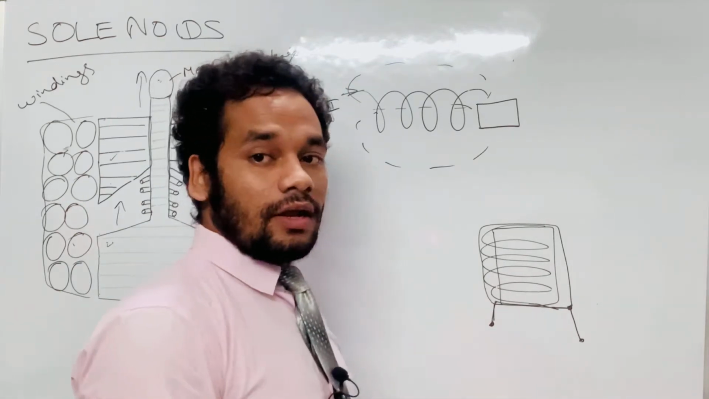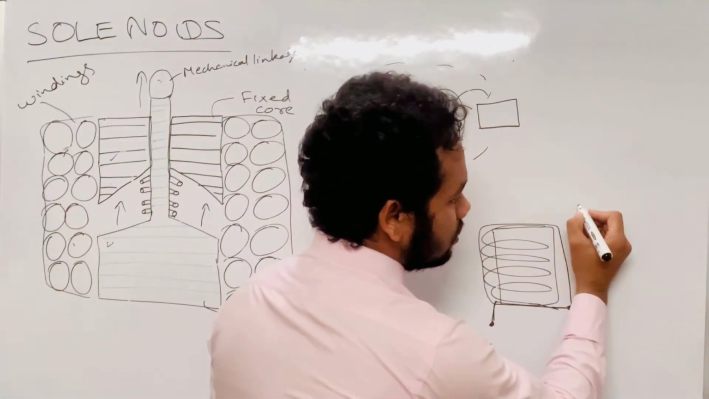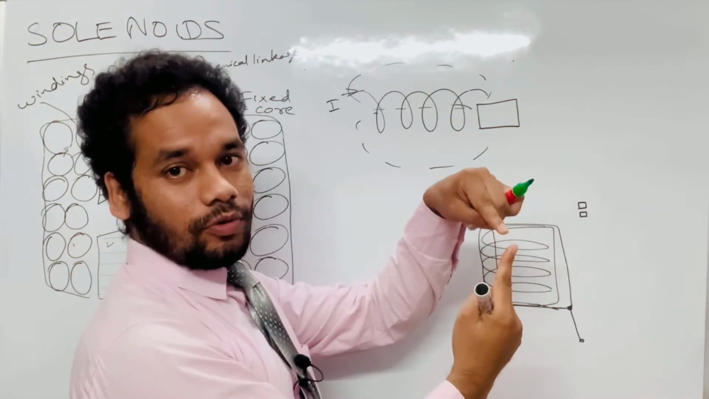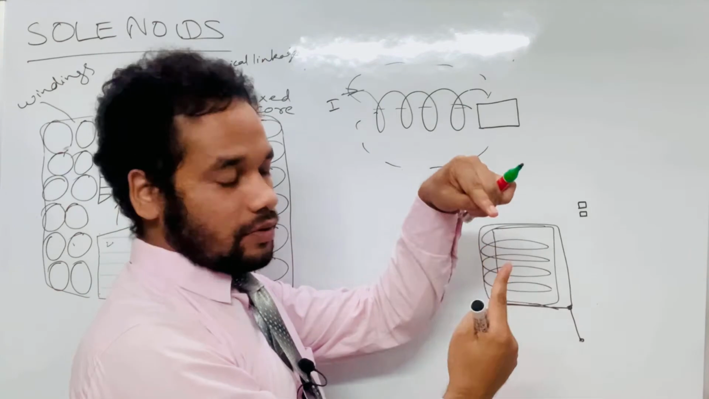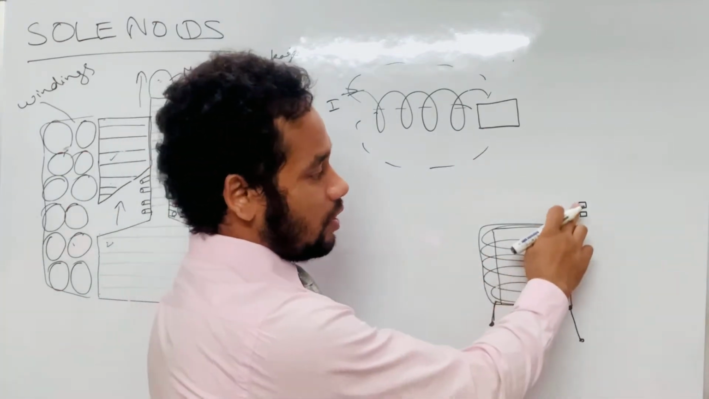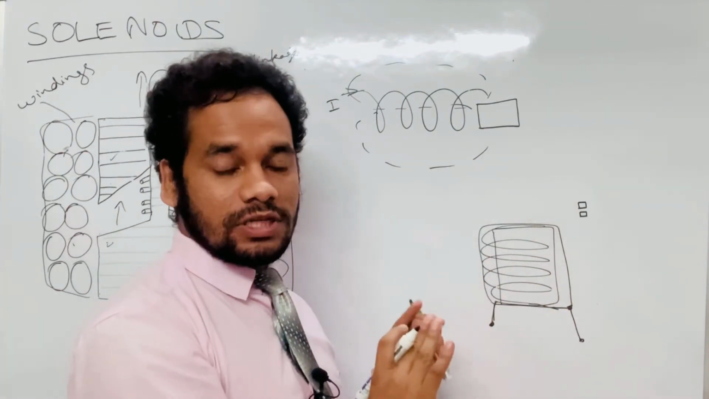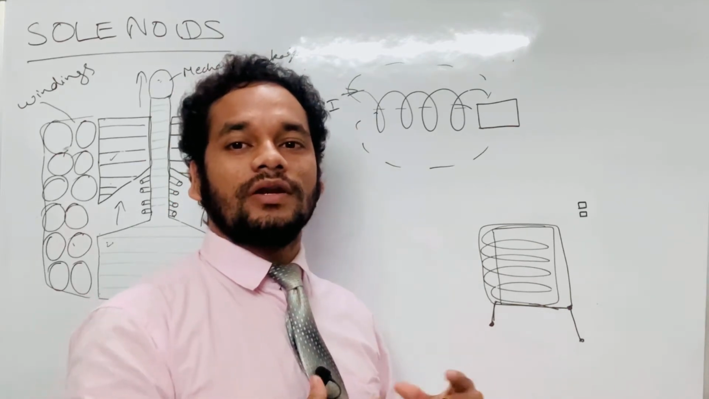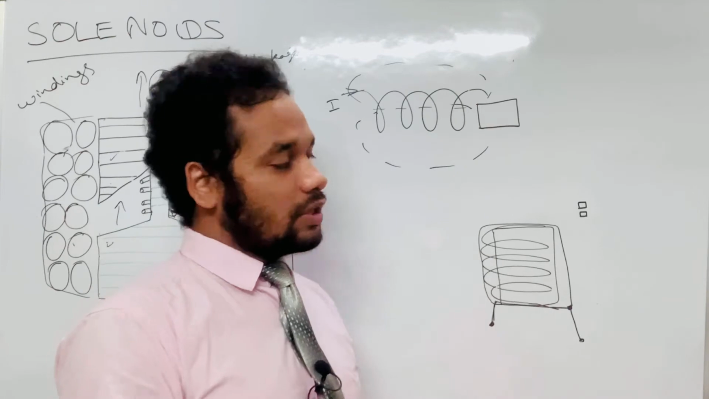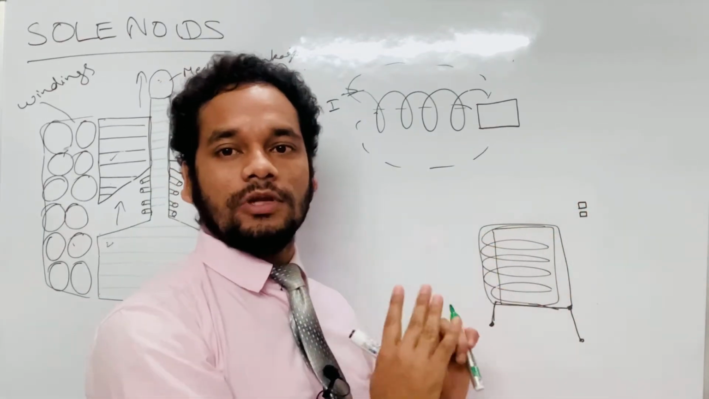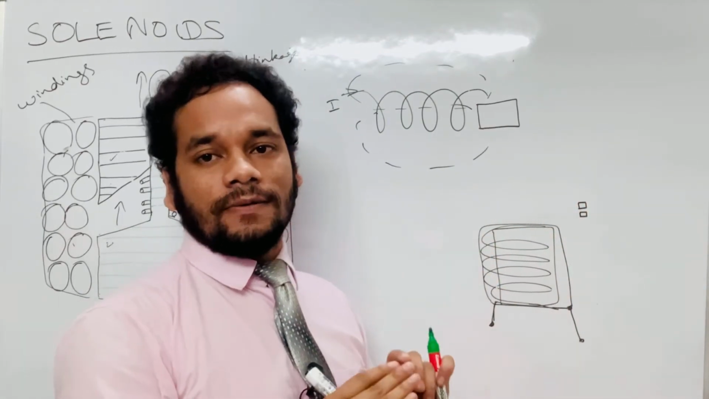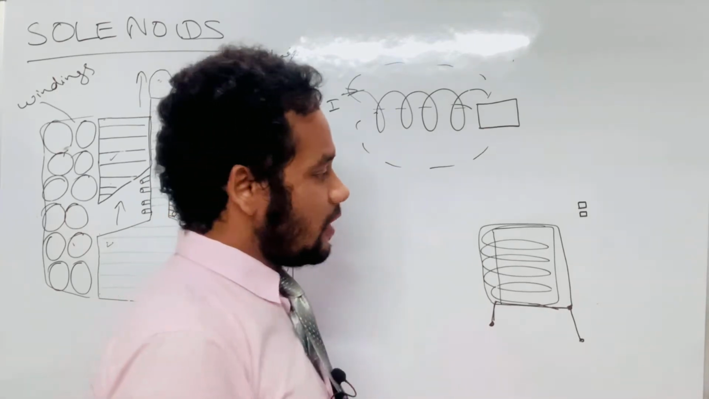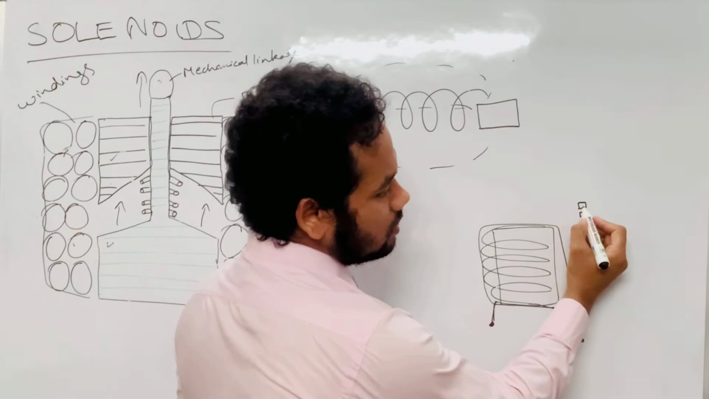Next, there are contact points also. Suppose this is one of the contact points, and this is the other contact point. I want both of them to be closed. Okay, generally when the contact points are open in the normal state, those types of relays are called normally open relays. And if the contact points are closed in the normal state, then that particular relay is called a normally closed relay.